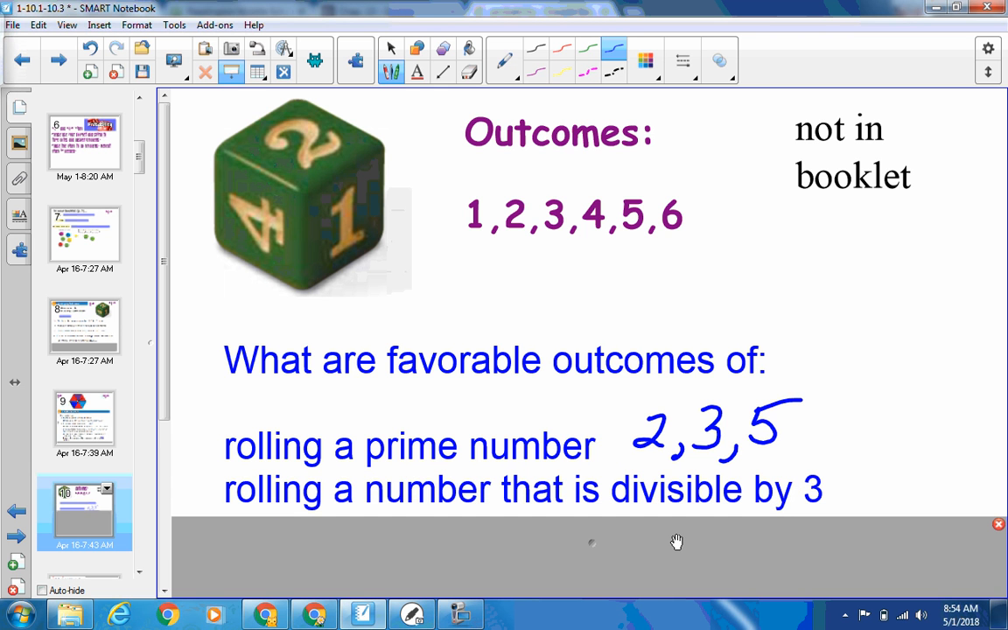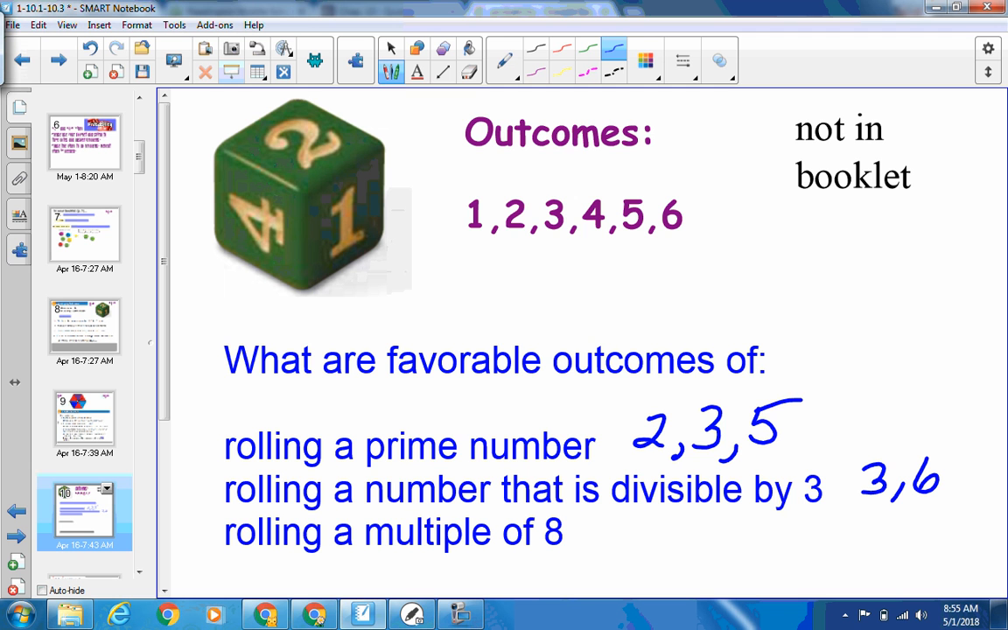Rolling a number that is divisible by 3. If we look at our 6 numbers, the only 2 that we can divide by 3 are 3 and 6. Rolling a multiple of 8. Multiples of 8 start with 8 and 16 and 24. So you would not write 0 because that's a number. You would have to write none as your answer for that one.